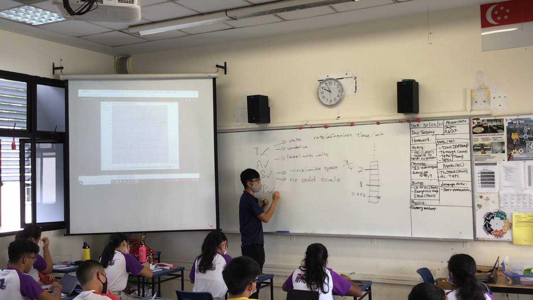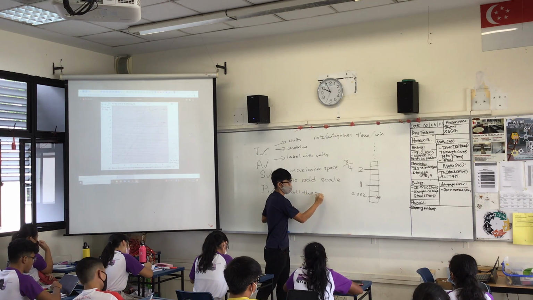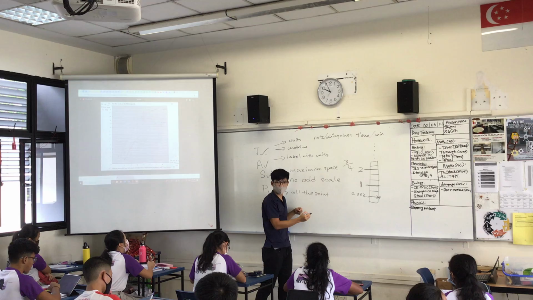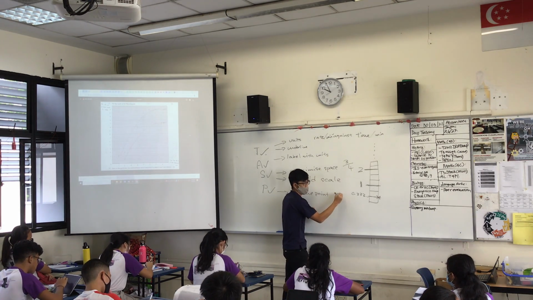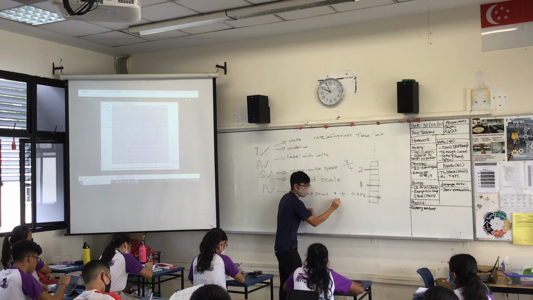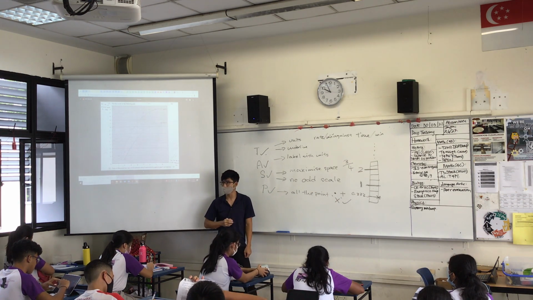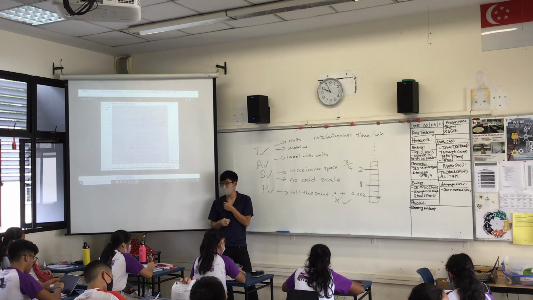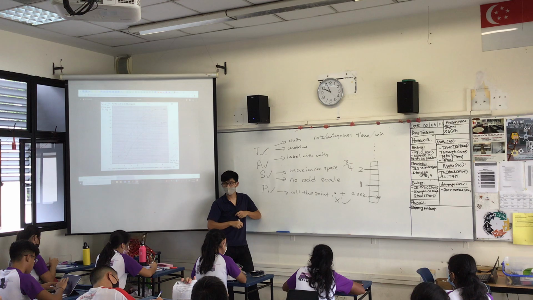P for data points. If you plot all the points, I want you to plot the points not in a dot, not in a plus, but use x. Okay, use x to plot the graph. It's easier for the marker to see your x than a cross or a dot.